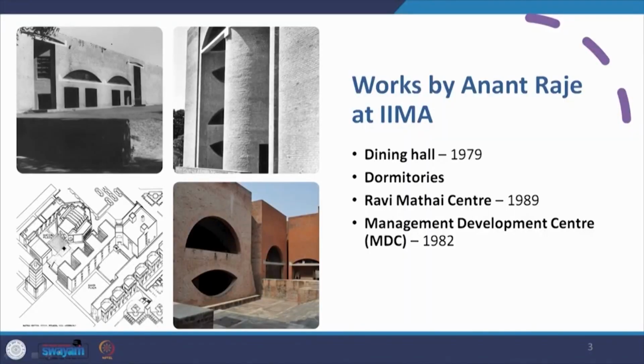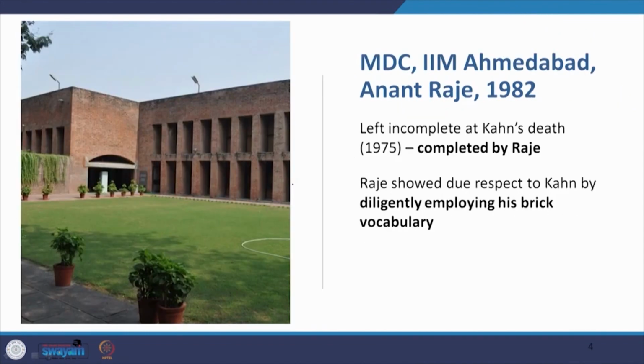Now, the works of Anant Raje at IIM Ahmedabad include the dining hall that he did in 1979, there are 2 dormitories that he designed, then there is the Ravi Mathai Center that was designed in 1989, and most importantly the Management Development Center, MDC, that was done in 1982. Now, the MDC was left incomplete at Kahn's death in 1974, and it was completed by Anant Raje. Raje showed due respect to Kahn by diligently employing his brick vocabulary.